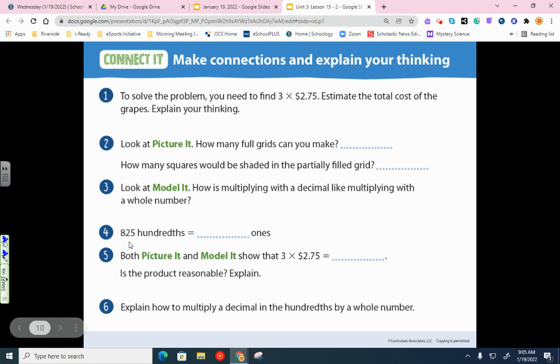All right, to solve the problem, you need to find 3 times $2.75. Estimate the total cost of the grapes. When we estimate, we make the numbers easy to work with. 2.75 is not too easy to work with, but that's really close to 3.